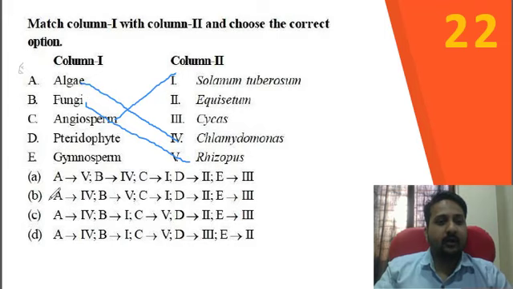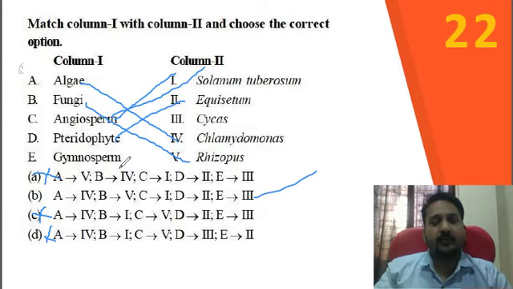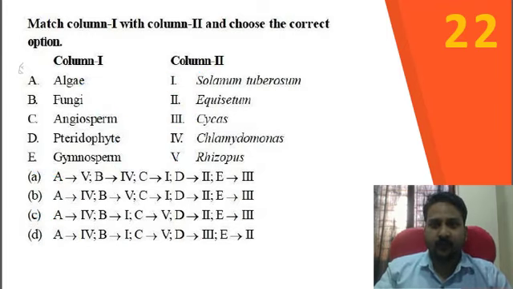Here itself you can eliminate all the other answers. A is not it, C is not it, where A is going with 4 and B is going with 5, there you get the answer as option B. There you can confirm yourself: angiosperm as Solanum tuberosum, and the pteridophyte is Equisetum and gymnosperm is Cycas. I hope you are clear with this. Moving forward with the next question.